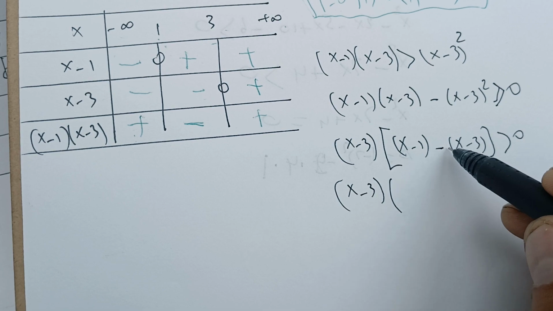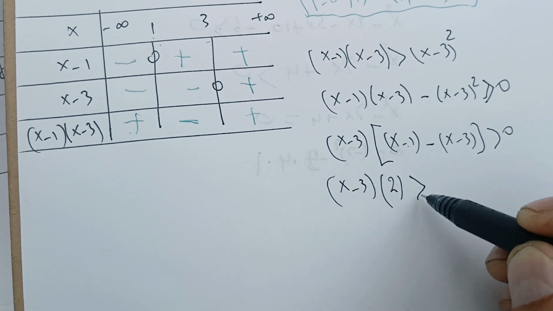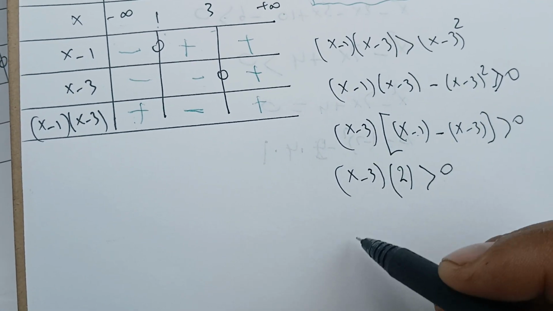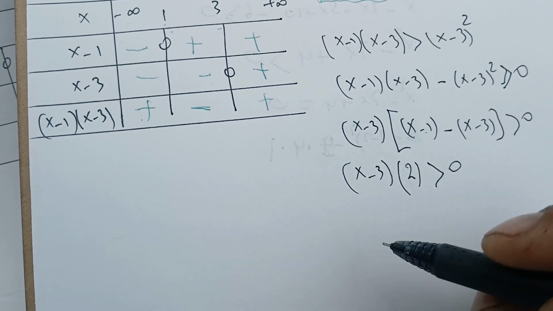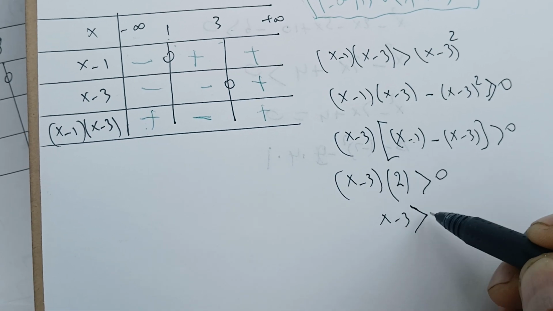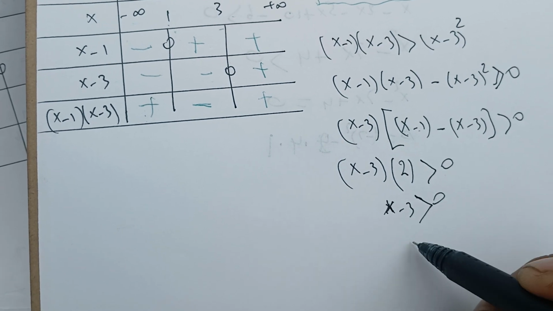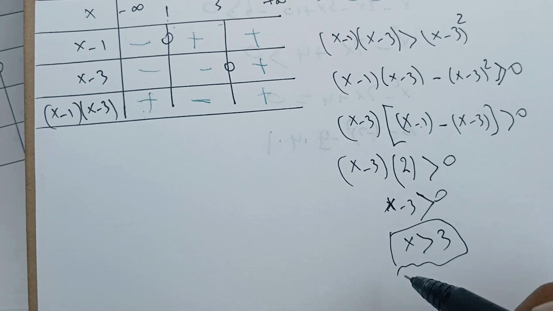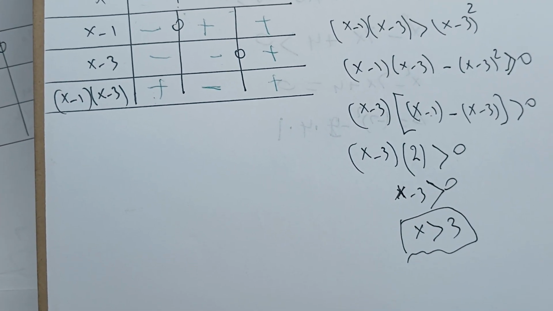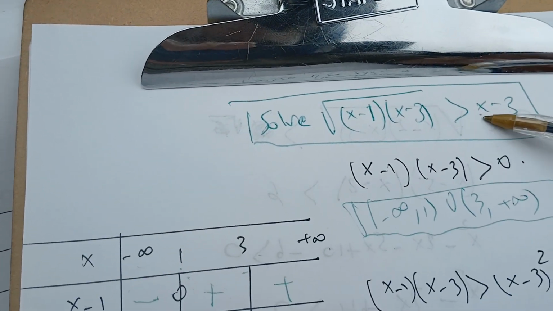So we keep working this way, and now we simplify this one. The x minus 1 minus x plus 3 is minus 1 plus 3, which is 2. So we get 2 times (x minus 3) bigger than 0. We can divide both sides by 2 to get x minus 3 bigger than 0. Okay? What does this one mean? It means that x is bigger than 3. So we intersect this with our set of solutions. x has to be bigger than 3 to have this inequality true.